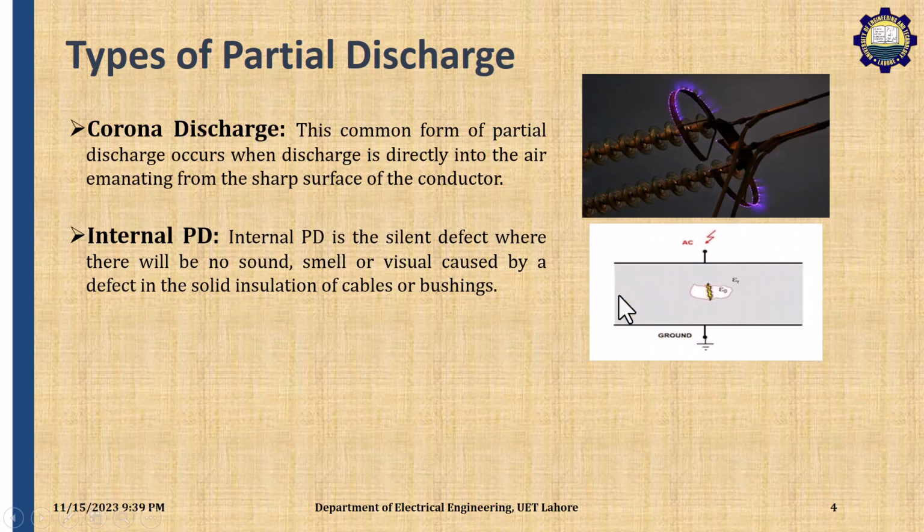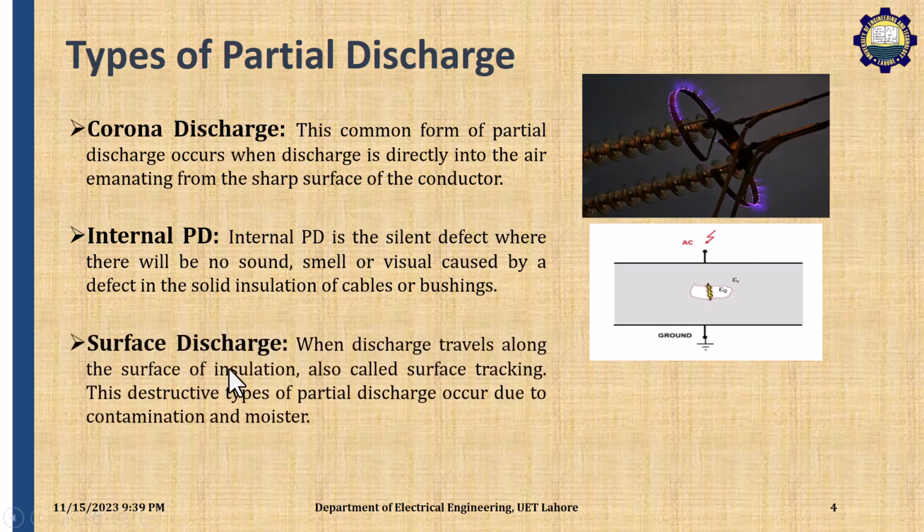So here this is a visual, this is a void. We couldn't see from the outside that there is a void in the insulation. So this void, or this hole inside the insulation, causes a partial discharge. And lastly, the surface discharge, when the discharge travels along the surface of the insulation.